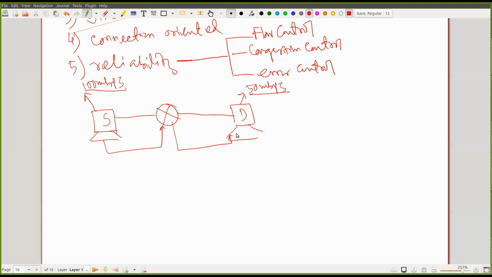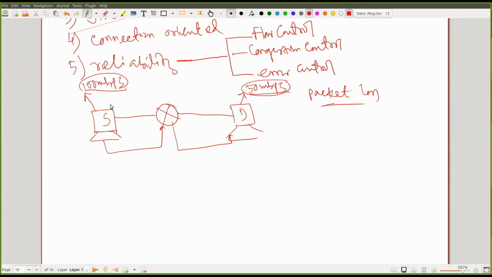Sender is continuously sending at 100 Mbps speed. Receiver is only capable of processing data at 50 Mbps. So at that point of time, what kind of problem might arise at the receiver end? Can anybody think of?